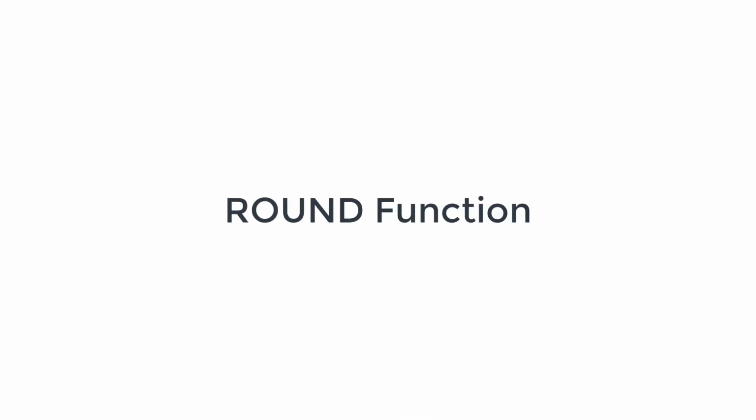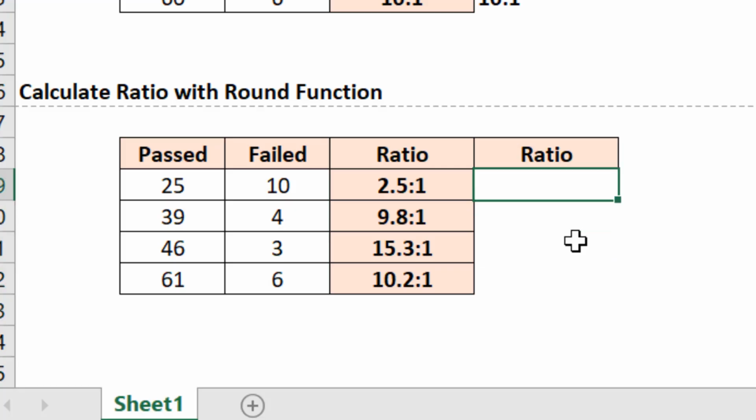Now the last method is calculate ratio with the round function. Now this method is used when you have the values in decimals. Like if you divide 25 by 10, you will get 2.5. Similarly, 39 by 4 is also a decimal value. As I have already mentioned, it's 9.8. Now let's see how this works.